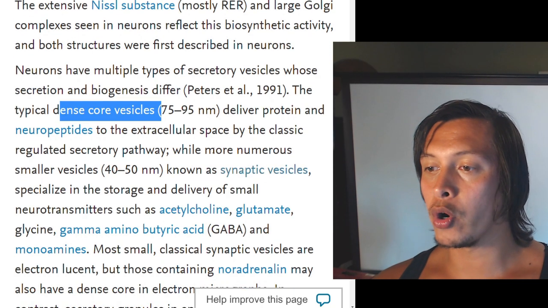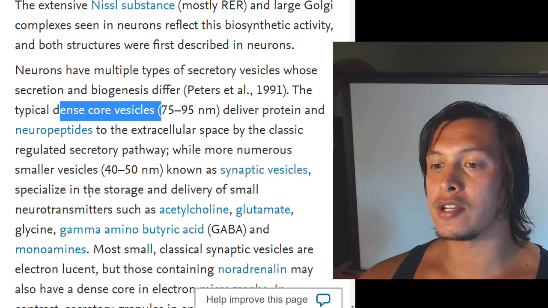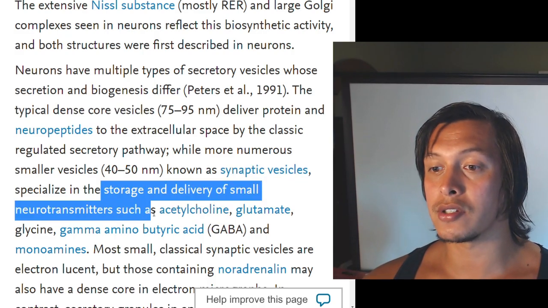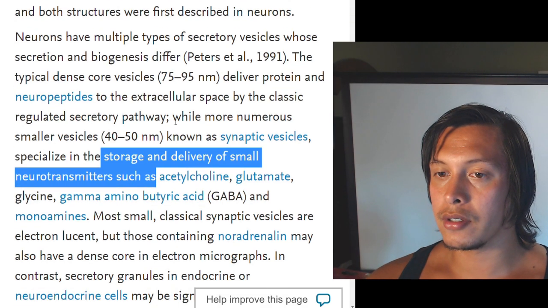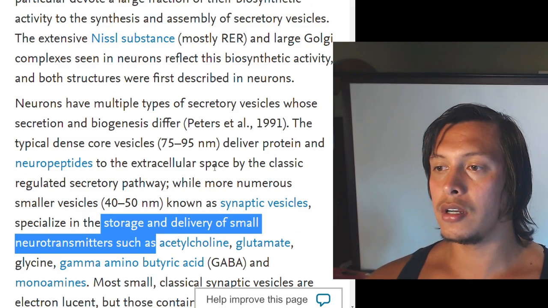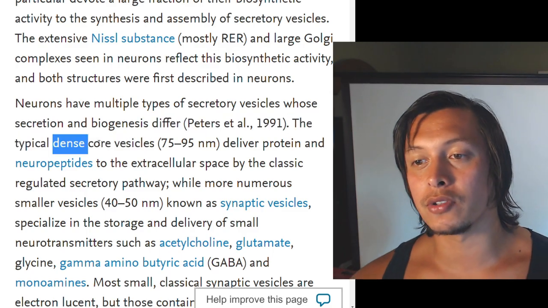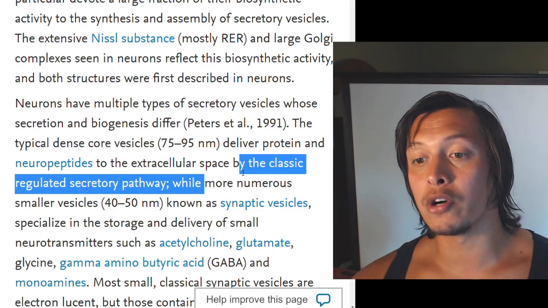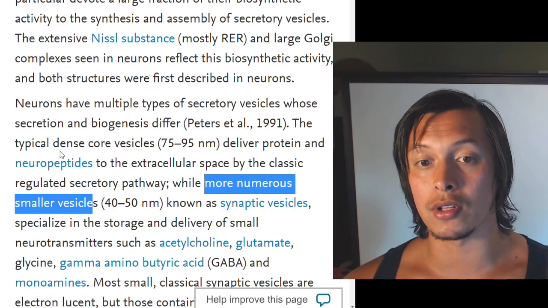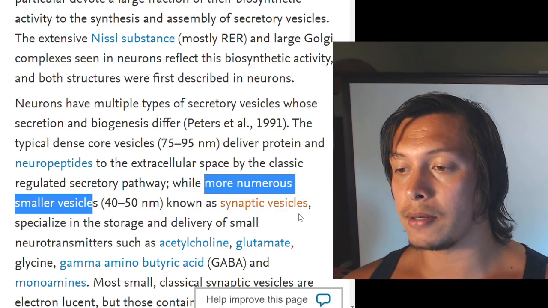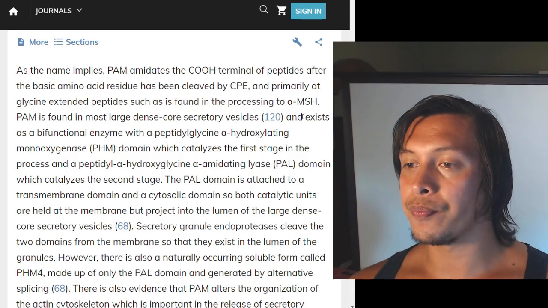And there are more numerous smaller vesicles, known as synaptic vesicles, which specialize in the storage and delivery of small neurotransmitters. So here they're just contrasting the typical dense core vesicle with the more numerous smaller vesicles. Apparently the dense core vesicles are also a little bit bigger than the typical smaller vesicles. Regardless, we should continue.